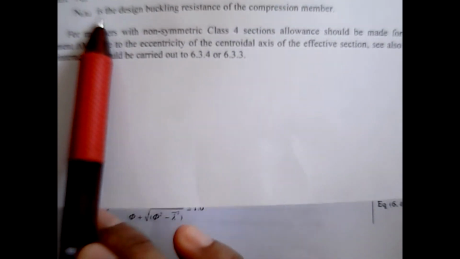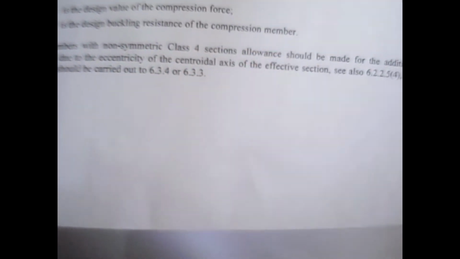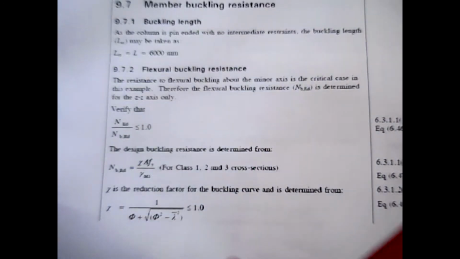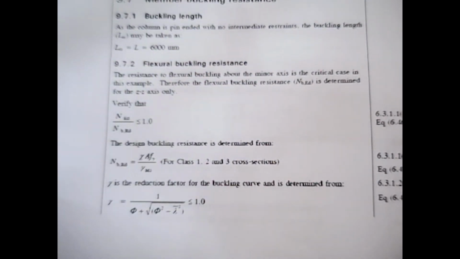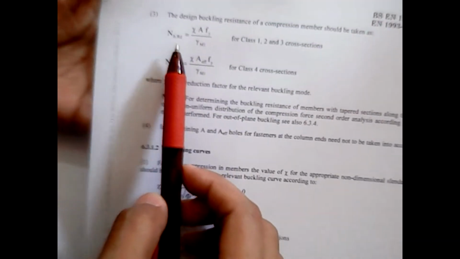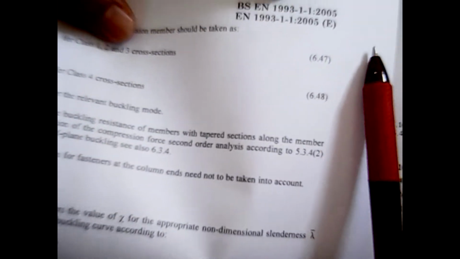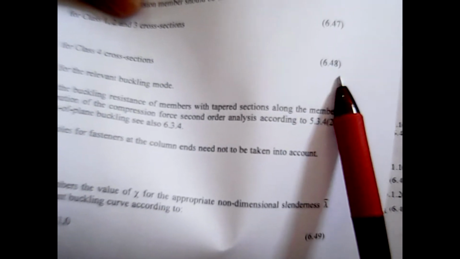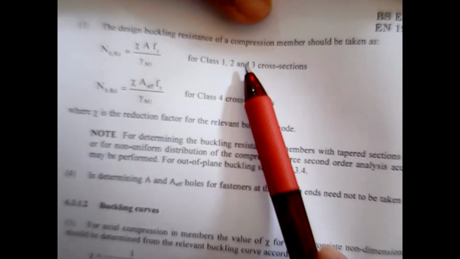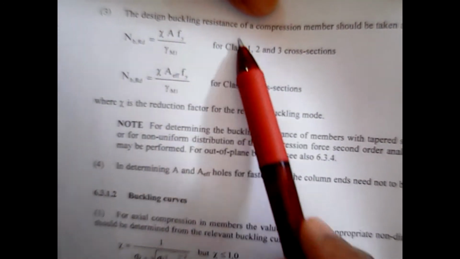Which means NBRD is the design buckling resistance of the compression members. The design buckling resistance of a compression member should be taken as either equation 6.47 or 6.48. So again, if you are dealing with class 1, 2 and 3, your NBRD is equivalent to these equations.